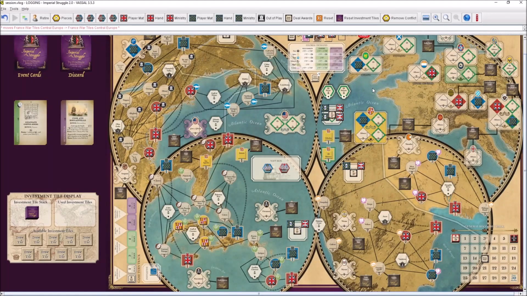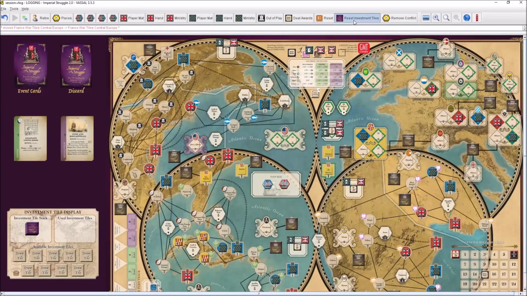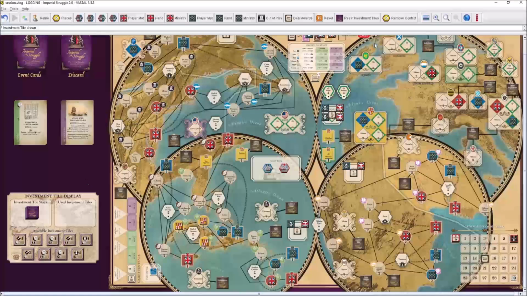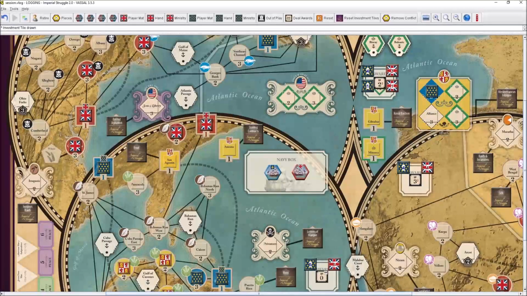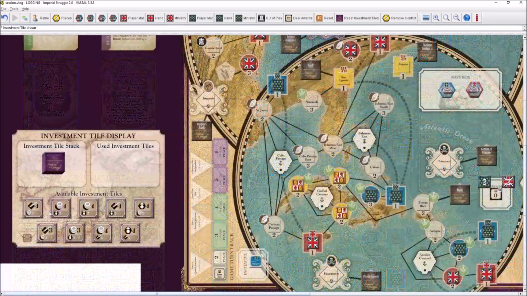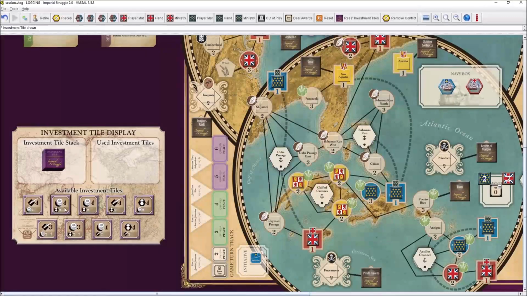Okay, so we have it set up. Now, the most interesting part of the setup: events and ministry cards. But before this, we should also have the investment tiles. Okay, they are here to the left. What I'm usually doing is sorting them by the major action. It really helps to see how many tiles of which type you have.